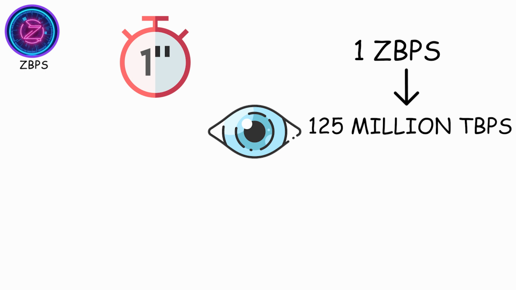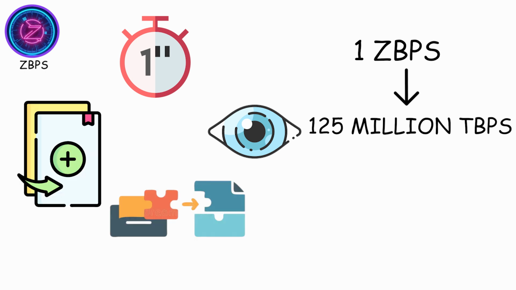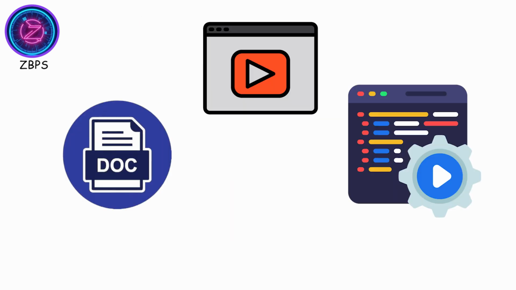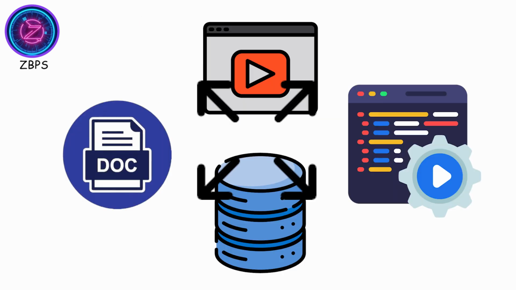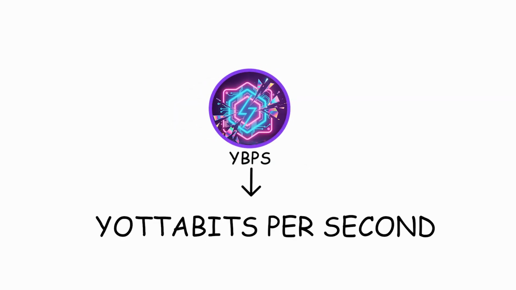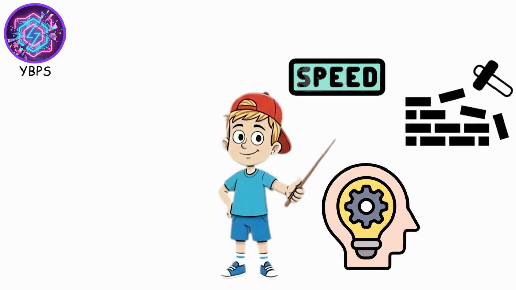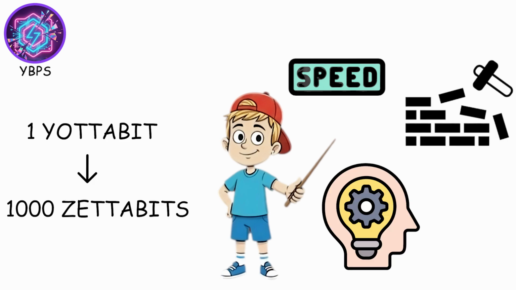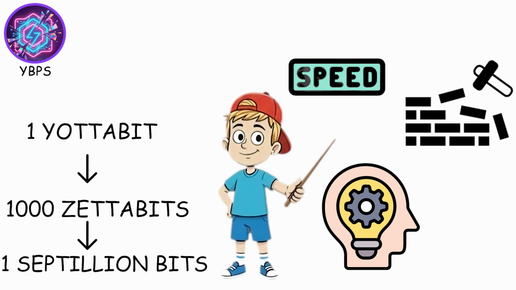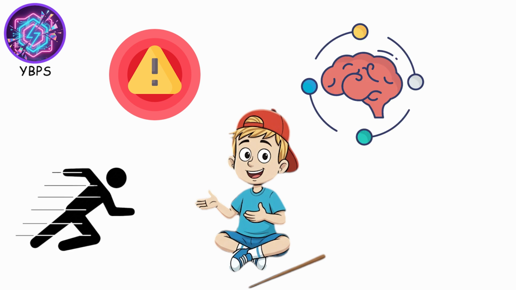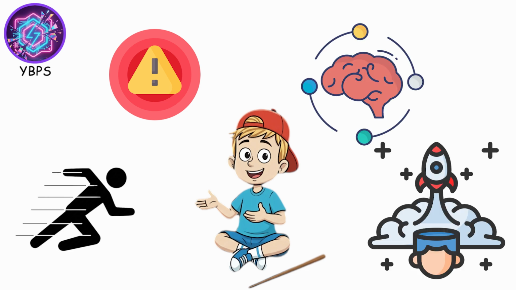In a single second, you could duplicate every piece of information humanity has ever generated: videos, documents, programming code, databases, with capacity remaining afterward. Yottabits per second, or YBPS, reaches speeds where normal comprehension breaks down. 1 yottabit equals 1000 zettabytes, or 1 septillion bits every second. Let that magnitude settle in your mind. This isn't merely fast, it transcends imagination.